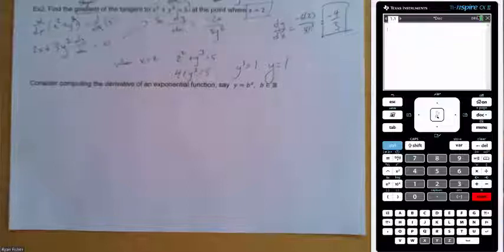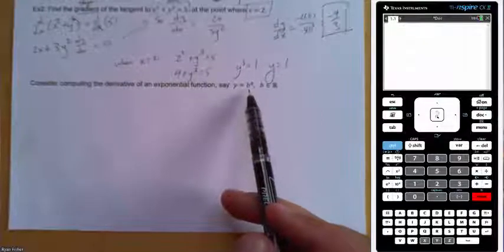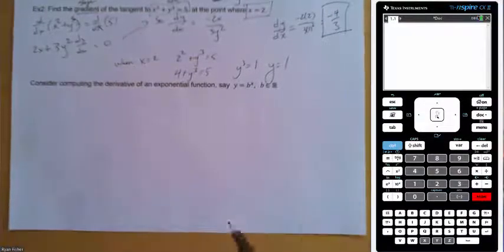I'd like to also review the derivatives of exponential functions. Let's say we have some exponential function y equals some base to the x. We don't really know what the base is. It doesn't really matter. It's a real number though. And we'd like to figure out what is the derivative of this.